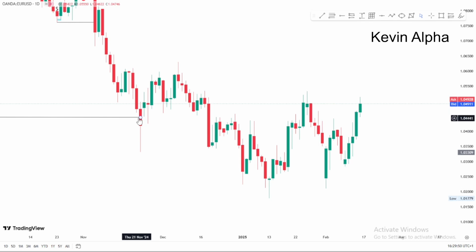Now that we've made a change of character to the downside, the very next thing we want to do is map new structures. And structures are not possible to map without first mapping pullbacks. Ladies and gentlemen, let's go into mapping pullbacks. I'm not going to start all the way from the top of the structure. What's most important when mapping pullbacks is where the last pullback was taken.